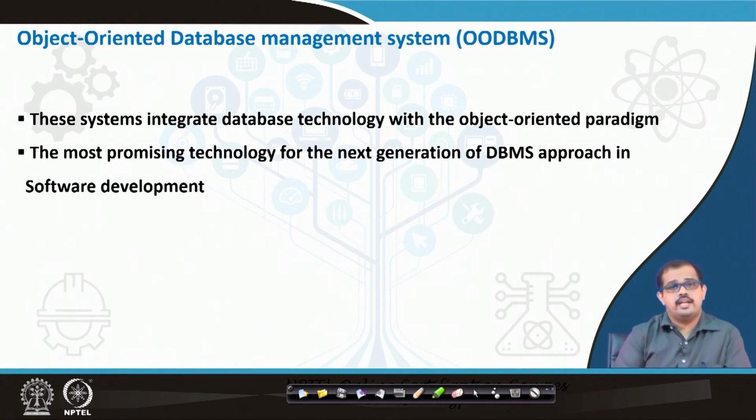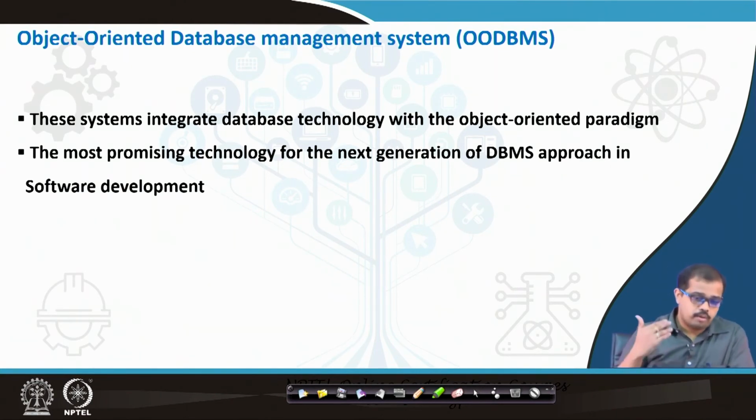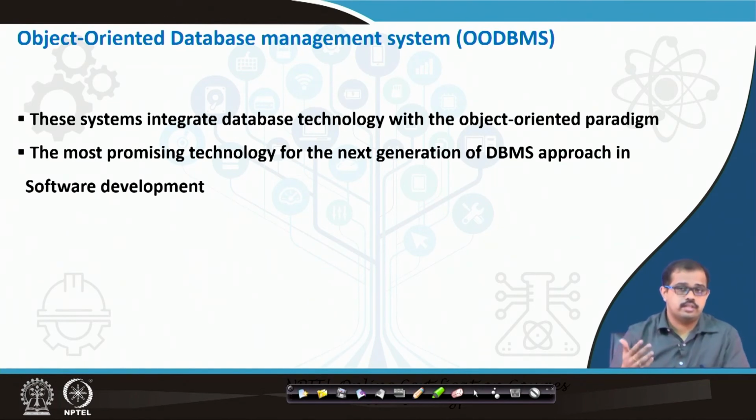The next type of database management system is the object oriented database management system. These systems integrate database technology with the object oriented programming paradigm. The most promising technology of the next generation of database management approaches is in software development. Object oriented is one where every object is treated as a different entity. Each entity has a different table, and wherever you have an object it is connected through a relation, and each of these relations can be modified. That is again the object relational database management system, which is also another kind of database management system.